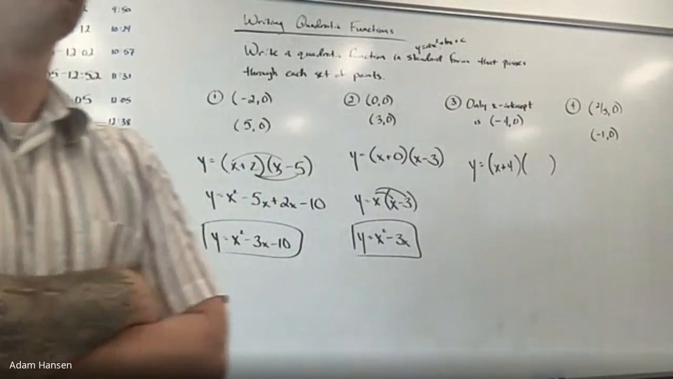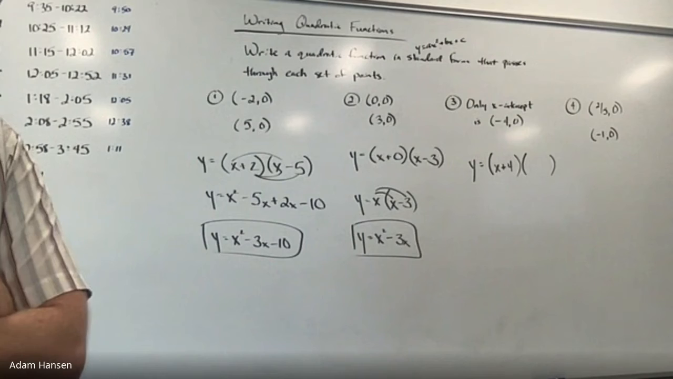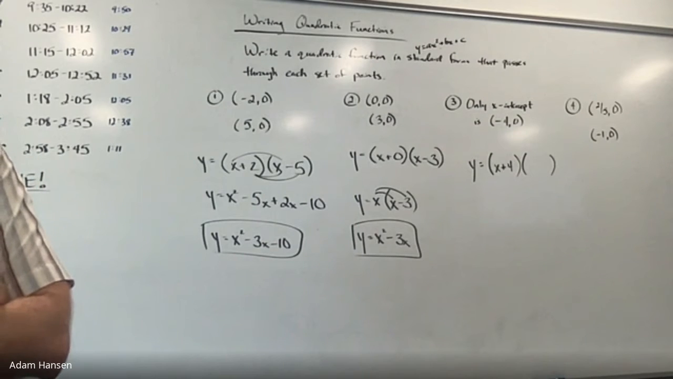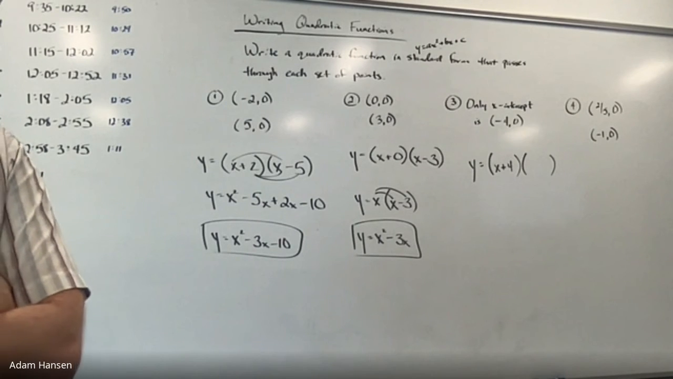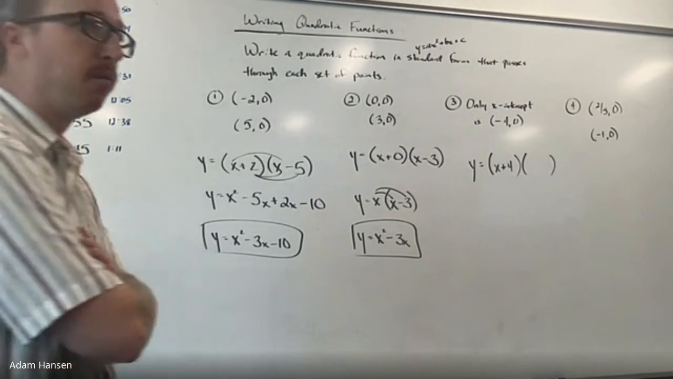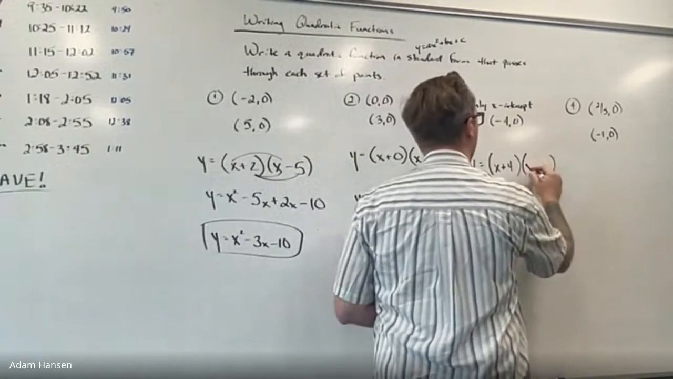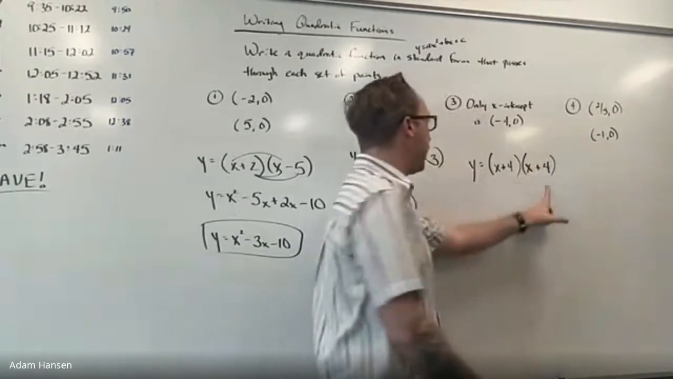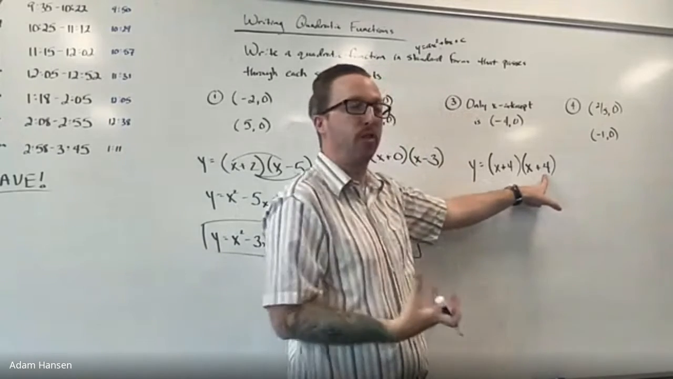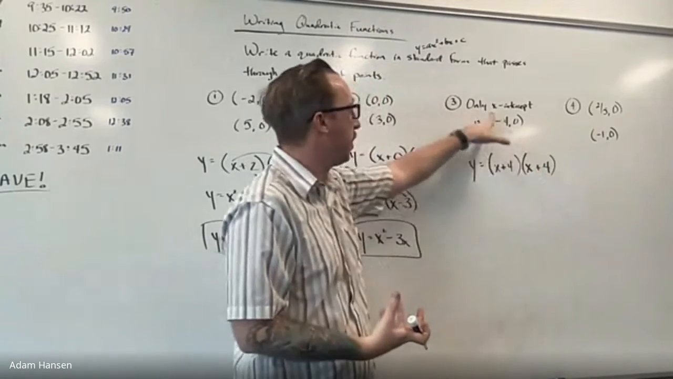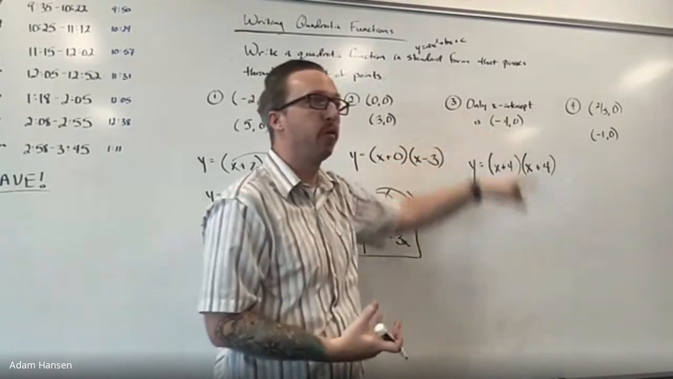What's got to go inside that next quantity? If I put anything different in there, wouldn't it give me another x-intercept that's different than negative 4? So what has to go back inside the next factor? Same thing. If I put anything else other than x plus 4, won't I introduce another x-intercept? Yeah. And I want the only x-intercept to be negative 4, 0.